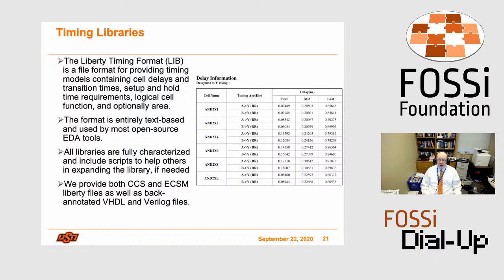All the libraries, again, are fully characterized with multiple corners, and they include scripts to help others in expanding the library if needed. All the lib files or the Liberty files are provided with CCS and ECSM Liberty type files, which are useful for power annotation, as well as back annotated VHDL and Verilog output as well. So you can use them to simulate a design with an open HDL simulator that's out there to see the delays that are associated with whatever design you're making.